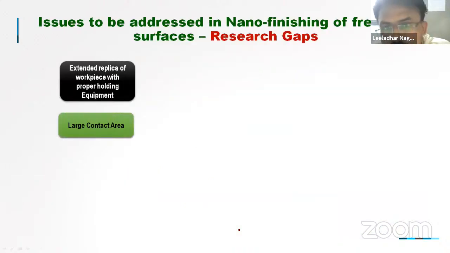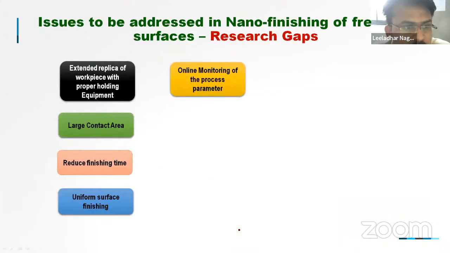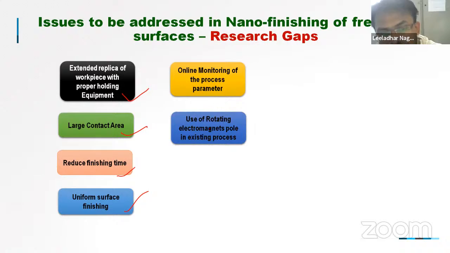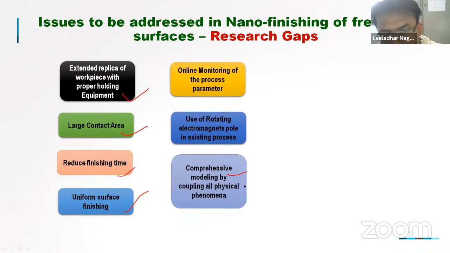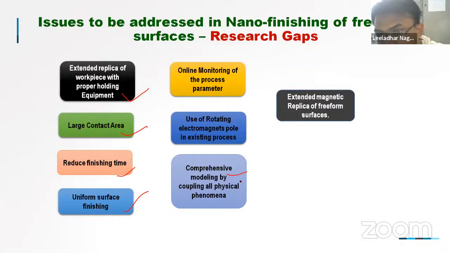So now see, these are the research gaps: an extended replica of the workpiece with proper holding equipment, large contact area, reducing finishing time, uniform surface finish, online monitoring of the process parameters, use of rotating electromagnetic poles, comprehensive modeling by coupling all the physical phenomena, extended magnetic replica of the free-form surfaces, and 3D CFD simulation.